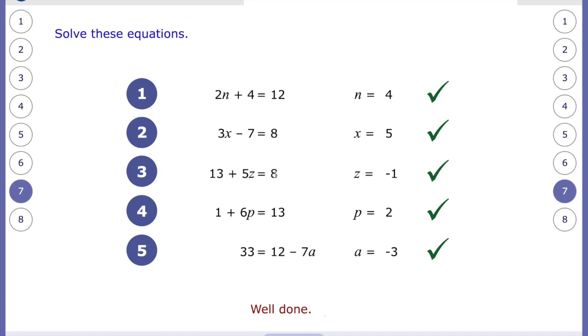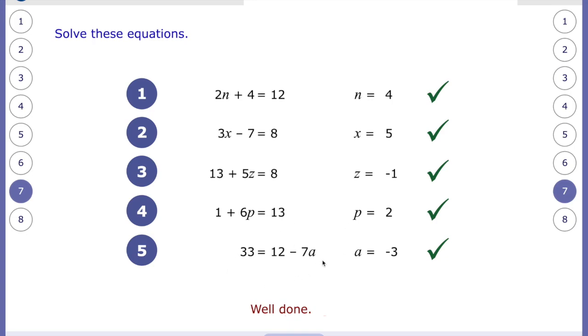On this one, they've moved it around, but you can still do things in the same order. So here we've got 3 times 8, take away 13, which equals minus 5. So 5 times what makes minus 5? So 5 times minus 1 to make minus 5, so minus 1. Here, 13, take away the 1 equals 12. 6 times 2 equals 12, so p equals 2.